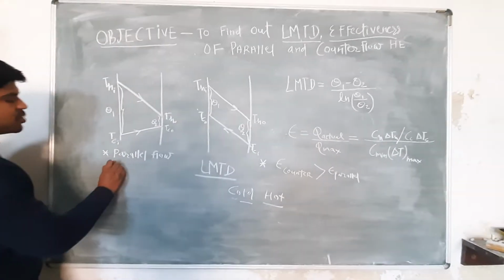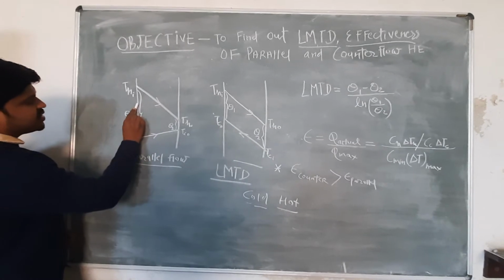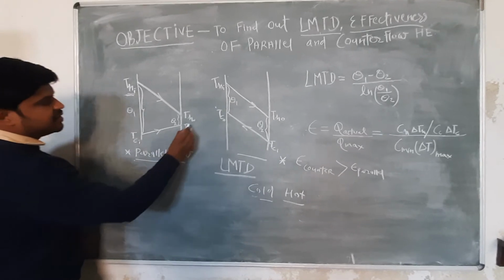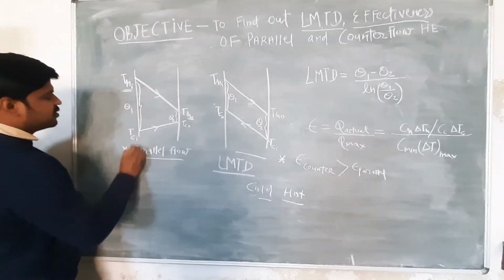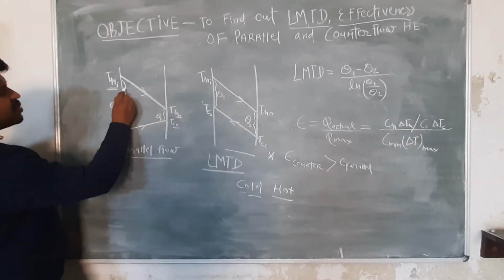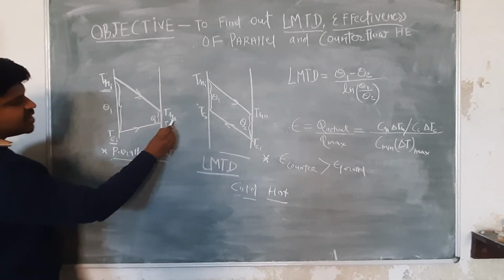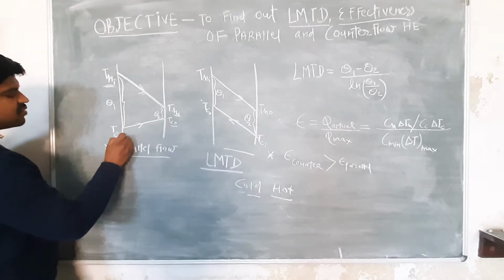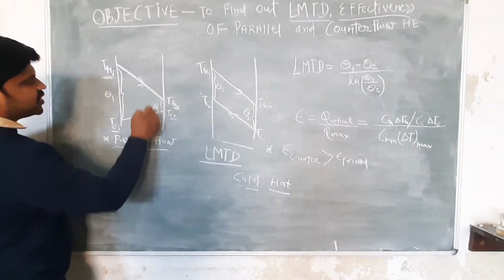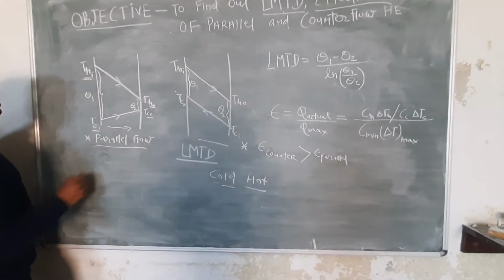So these are the two types of arrangement, parallel flow and counter flow arrangement. Here you can see the direction of hot fluid. This is the hot fluid, THI denotes the hot fluid at inlet, THO hot fluid at outlet, TCI cold fluid at inlet, and TCO cold fluid at outlet. So the temperature of hot fluid is decreasing with the length. THI is more in comparison to THO, and the temperature of the cold fluid is more at the outlet. Here you can see the direction of both the fluids is the same along the length. So you can say that this is the parallel flow arrangement.